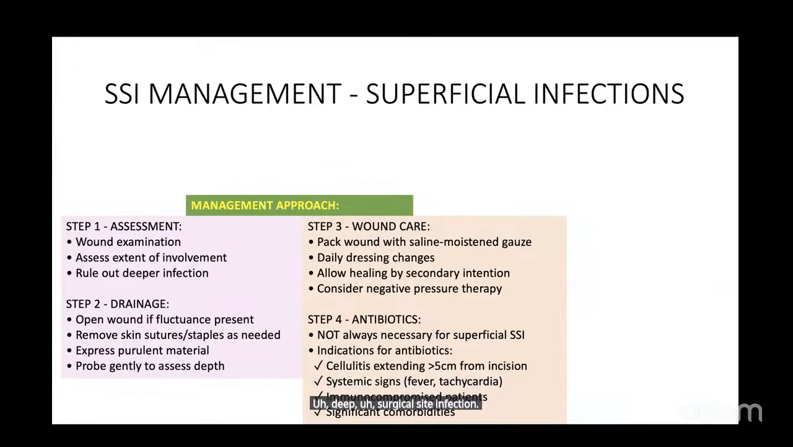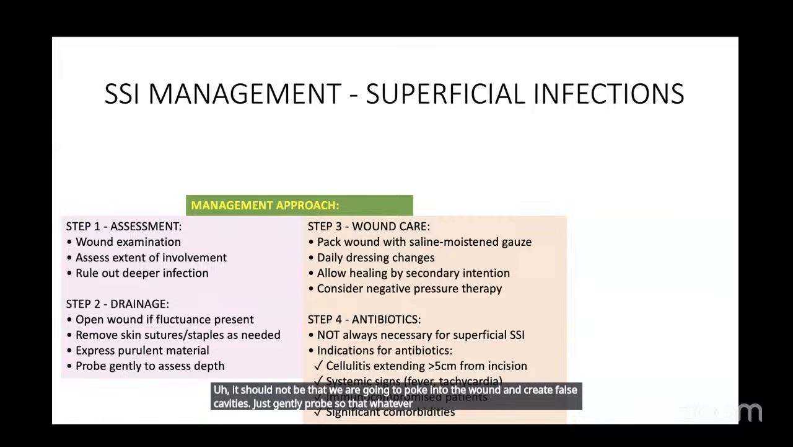Now, the thing that we can do is to lay the wound open, and examine the wound and see if there's some amount of fluctuation present. Remove skin sutures as needed, and whatever little pus is there can be expressed. You can probe the wound gently with a mosquito or a forceps. It should not be that we are going to poke into the wound and create false cavities. Just gently probe so that whatever discharge is there comes out.